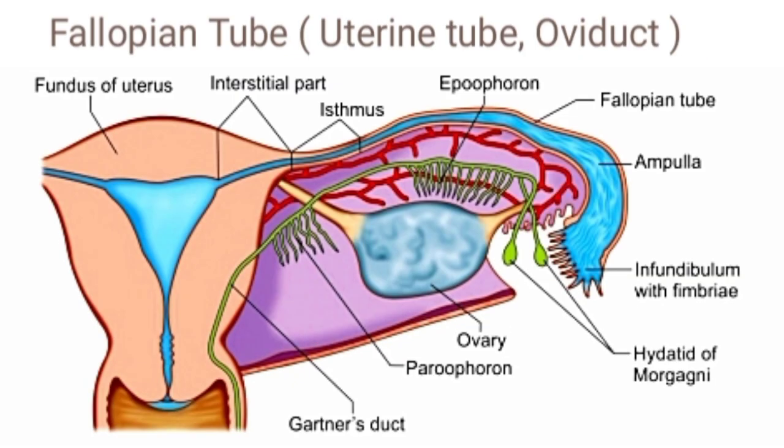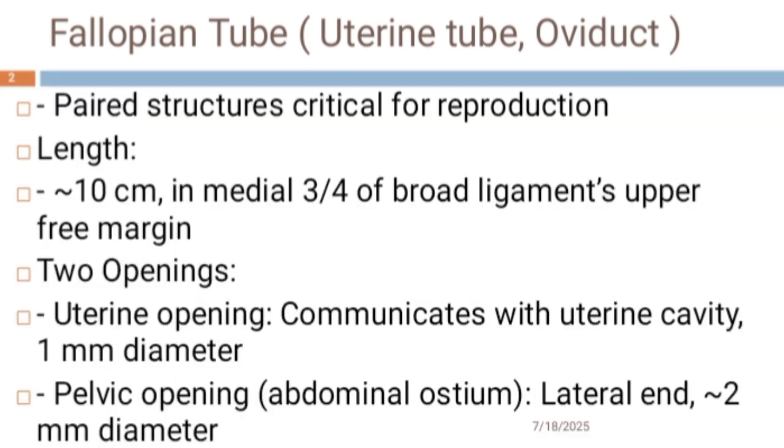Good morning, everyone, and welcome to today's lecture on the Fallopian Tube, also known as the uterine tube or oviduct. This paired structure is vital to human reproduction, and today we'll explore its anatomy, structure, functions, and more. Let's start with the basics.